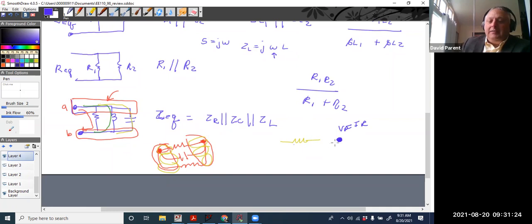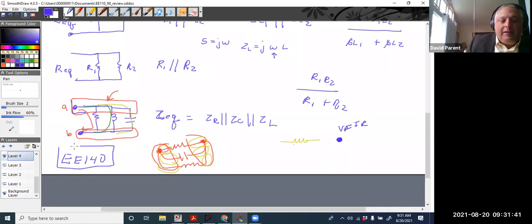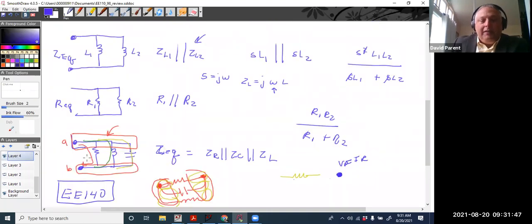We just have to make sure that we don't forget that, because when you're really building a circuit, you could have a current loop and it can cause certain issues. All right. Learning about that is E140.